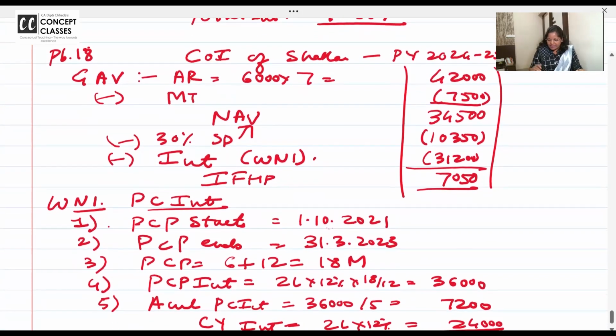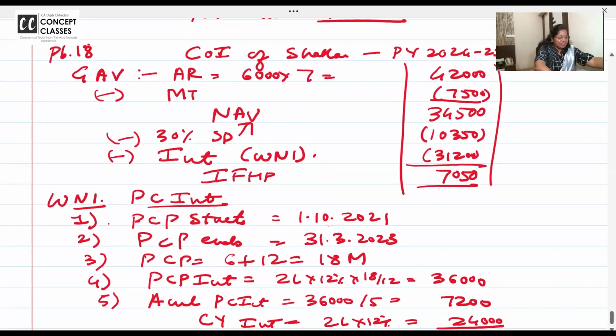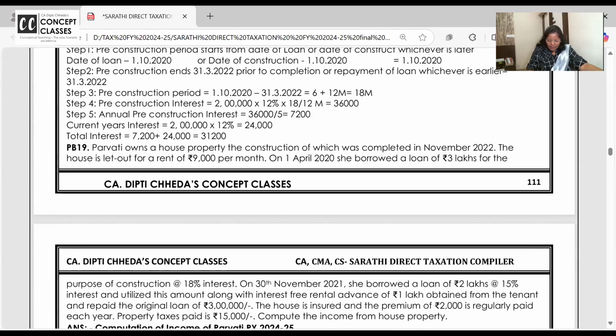Okay, tell me, pre-construction interest actual application is clear to all of you? Yes, ma'am. 19 sum also I want all of you to do it with me. Let's do small sums, then take a break, then we'll do the jumbo one.